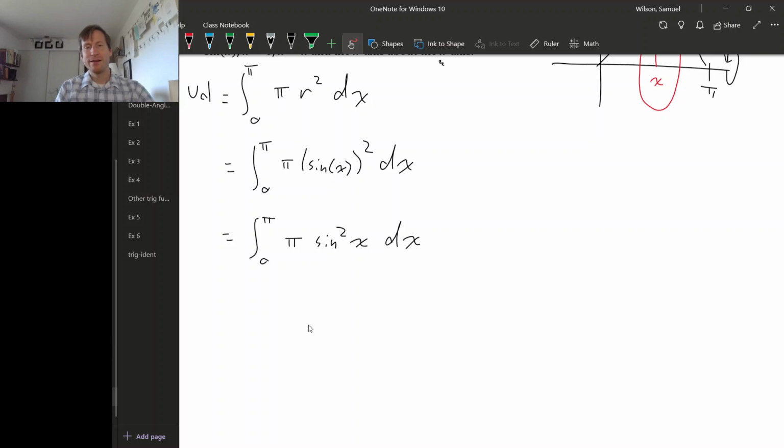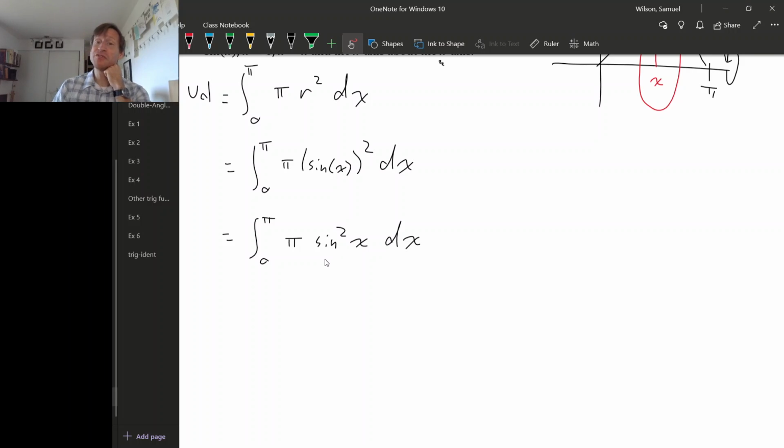And you probably can't just guess an antiderivative, right? We know that the antiderivative of sine is negative cosine, but what about sine squared? We just don't know one off the top of our heads. So we're going to have to come up with something else. And one thing that you always need to keep in mind when you're working with trig functions is that there are all of those trig identities that you might need to use.